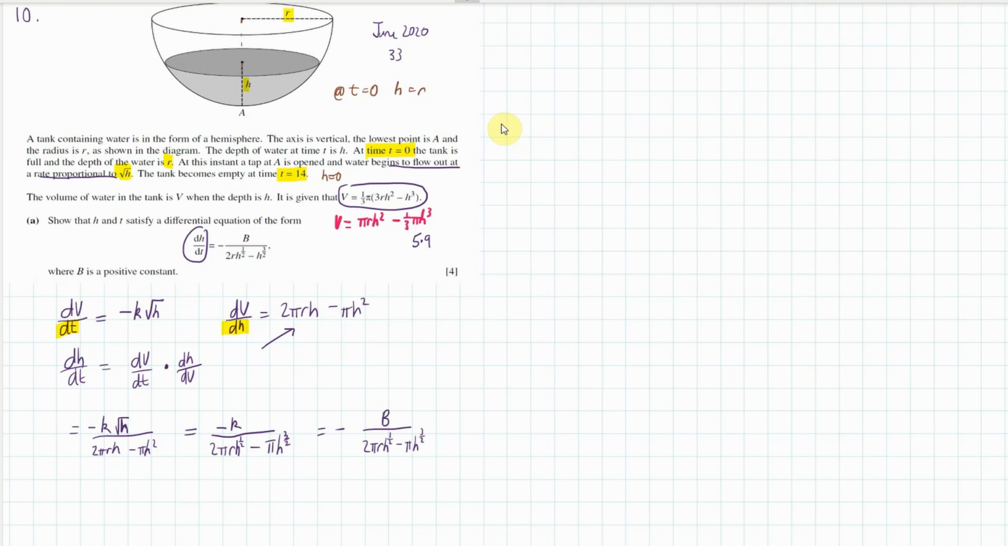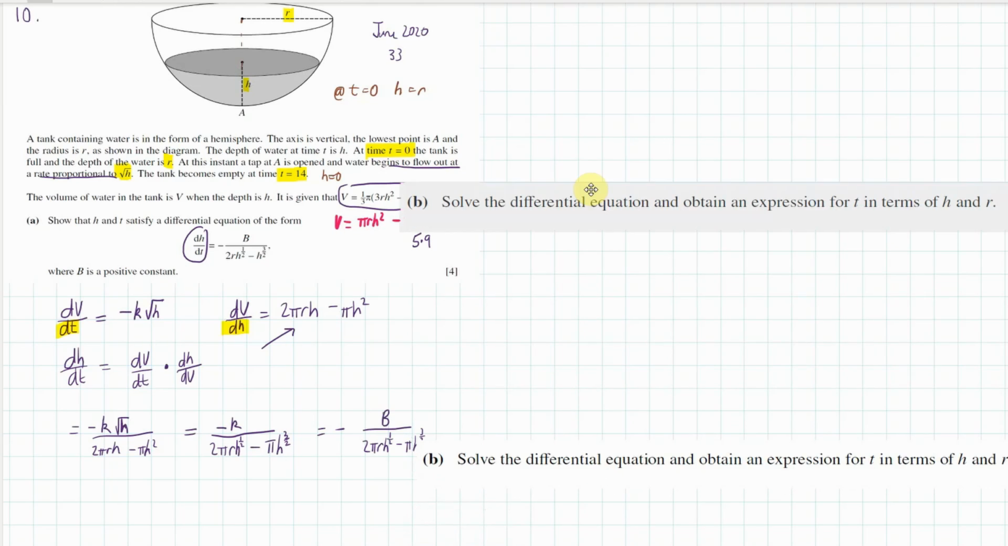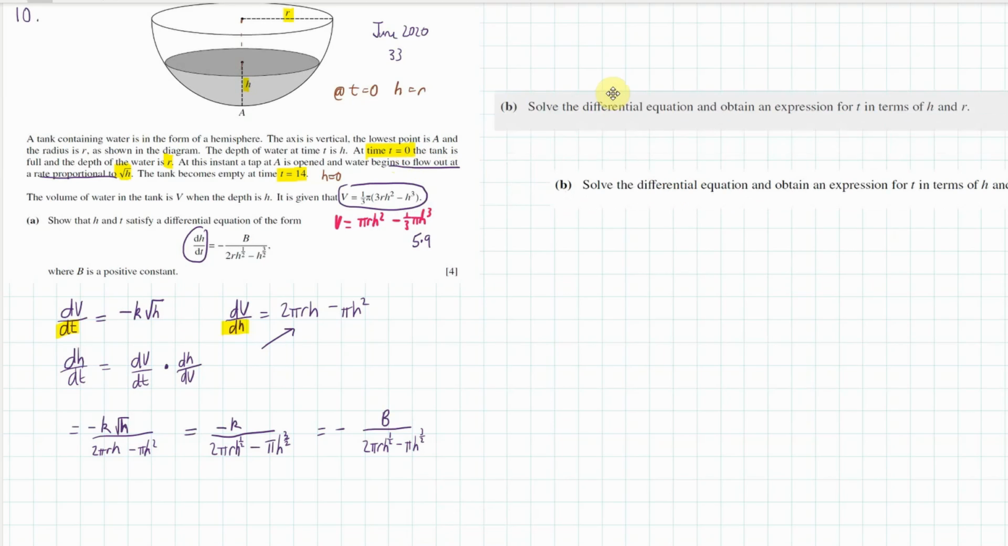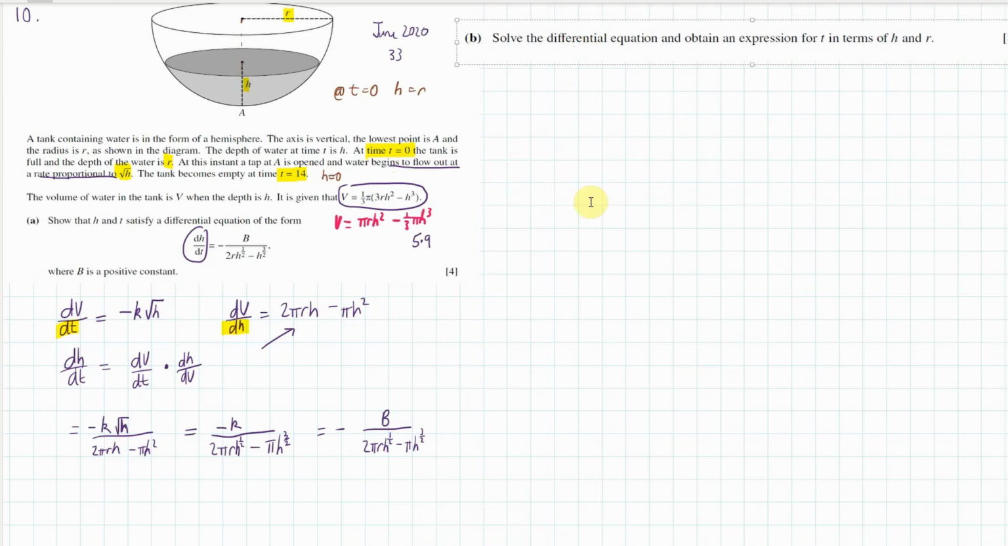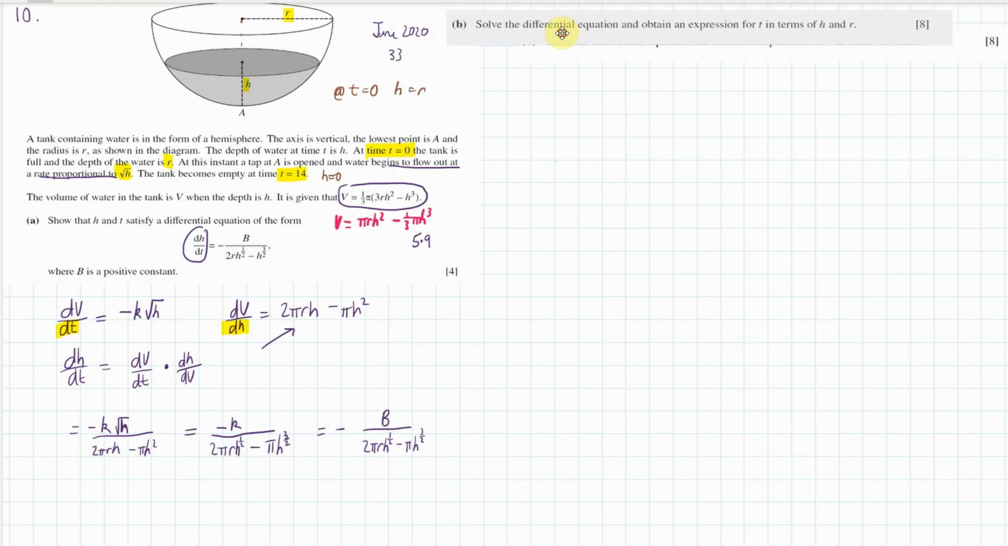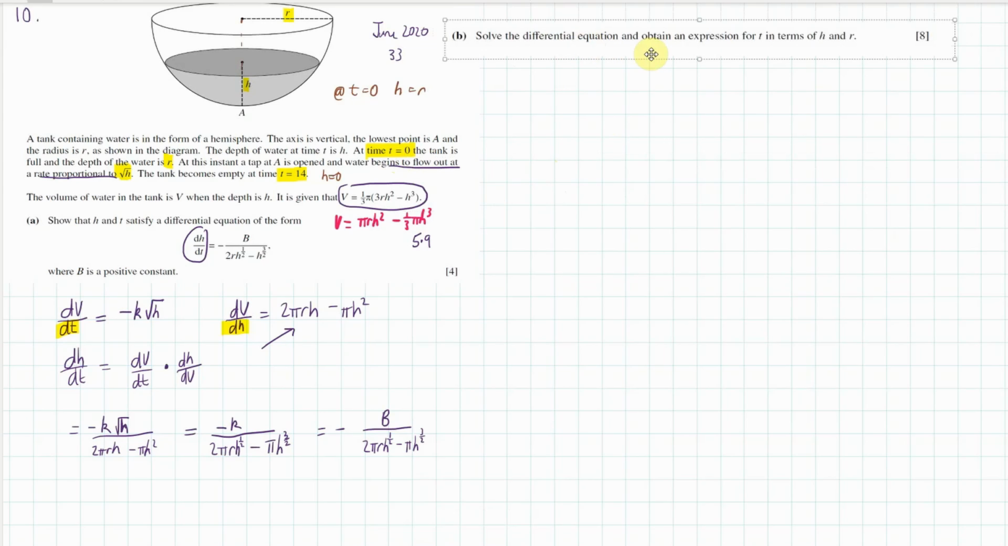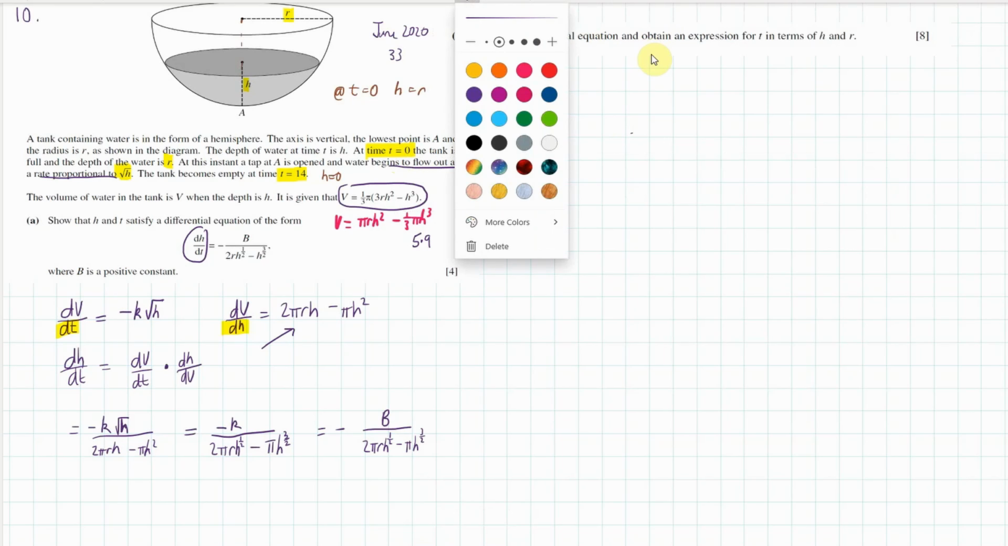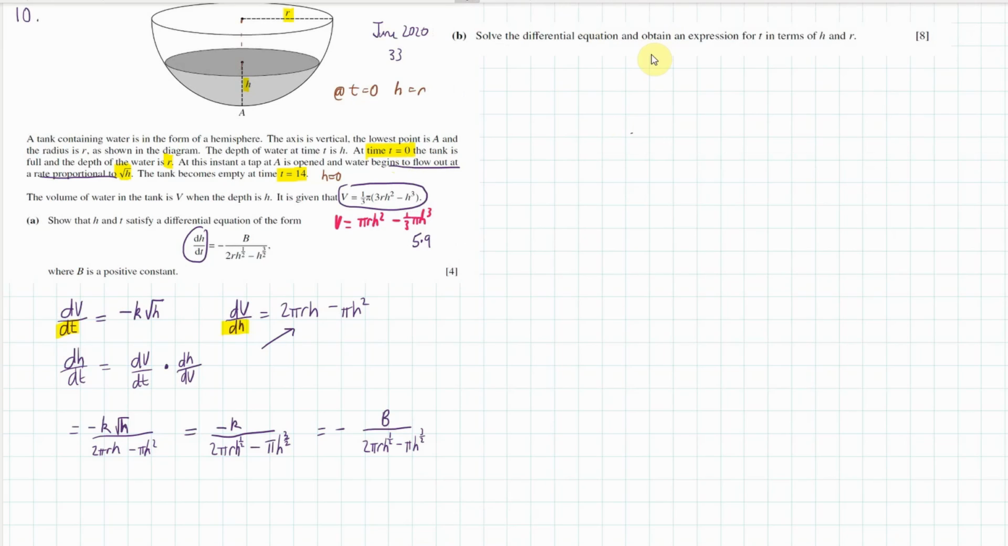Okay, at this point, I'm just going to drag up another question here. This is part B, and this is worth 8 marks. I've got to solve the differential equation and obtain an expression for t in terms of h and r. Now this is an 8-mark question, and so this means we should spend a maximum, well, it's really 11.7 minutes. So that's what we'd be allowed on that.